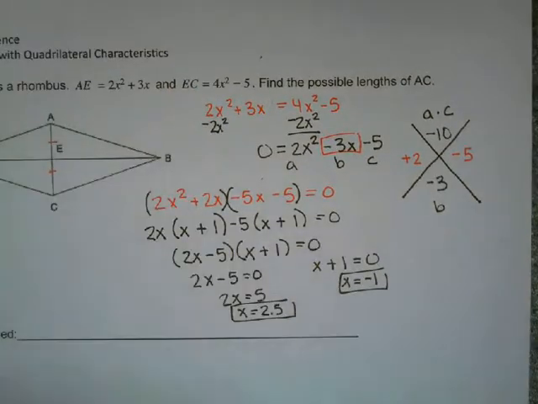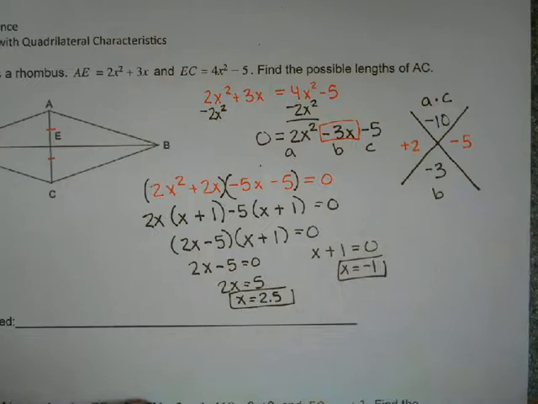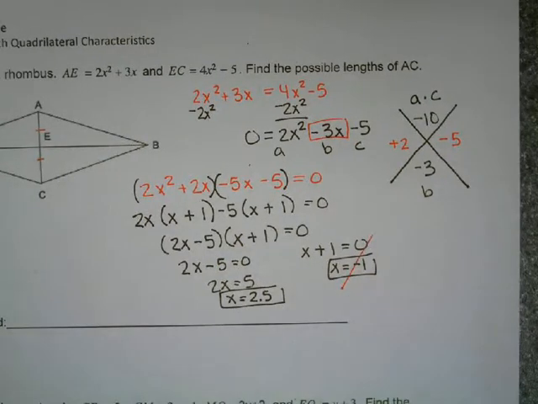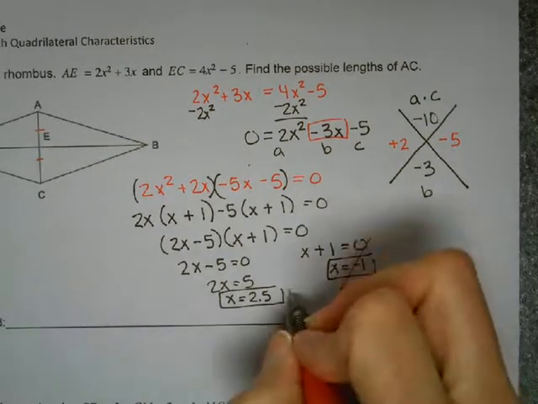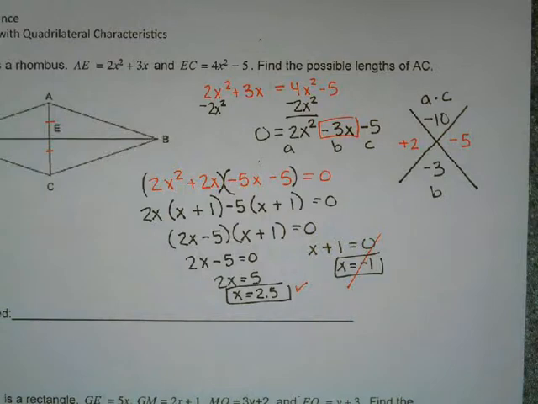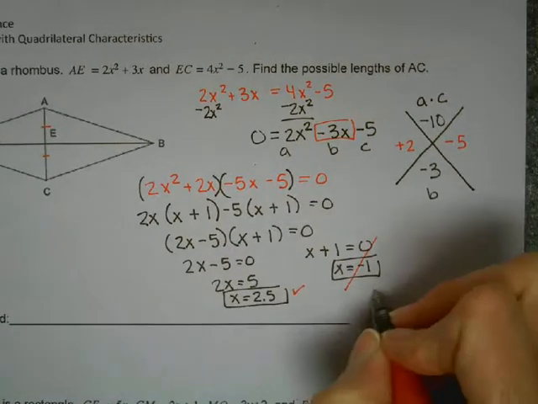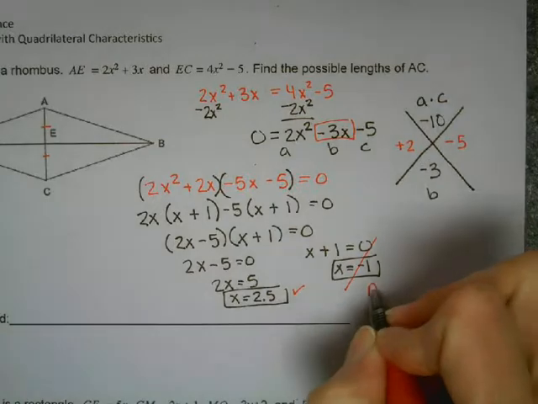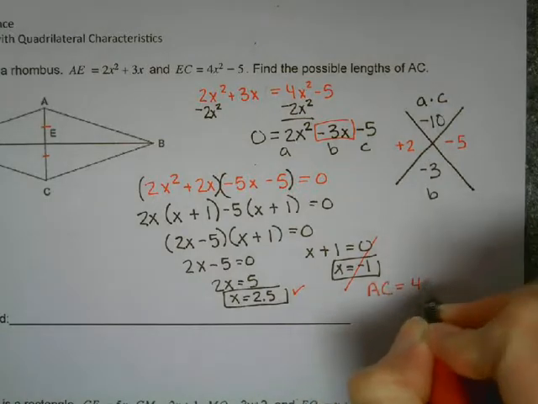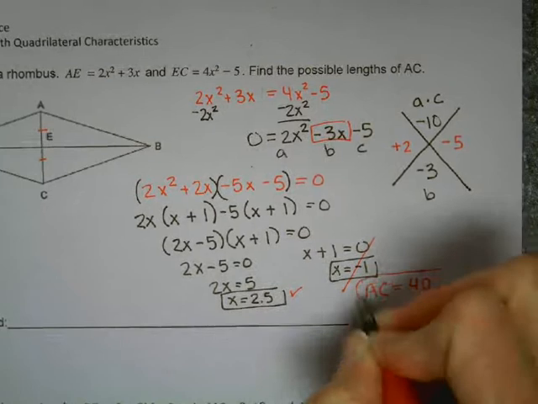Okay, so when I plugged in negative 1 for AE, I got a negative number. And when I plugged it in for AC, because these should be equal, they both came out negative, and I can't have a negative length. So the only one that's going to work here is the 2.5. Find the possible lengths of AC. So let's plug in the 2.5. 2 times 2.5 squared plus 3 times 2.5 equals 20. So if each of those is 20, AC would equal 40.